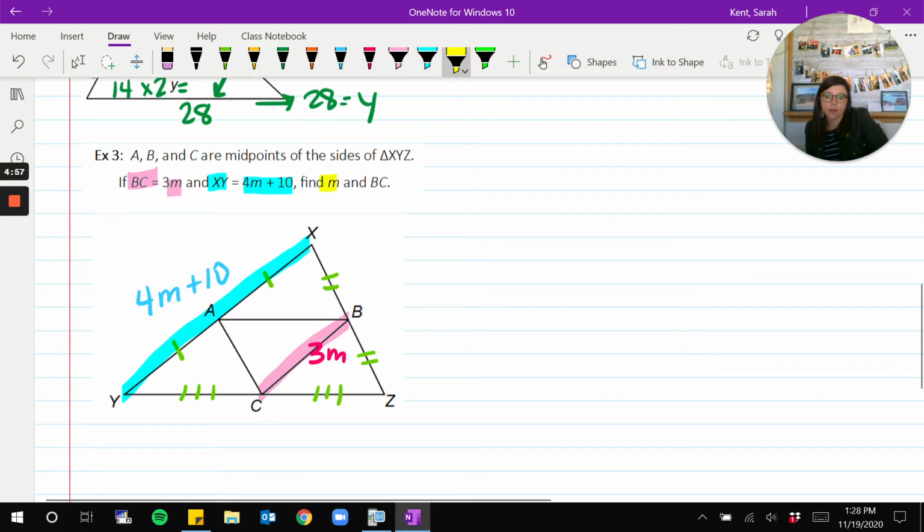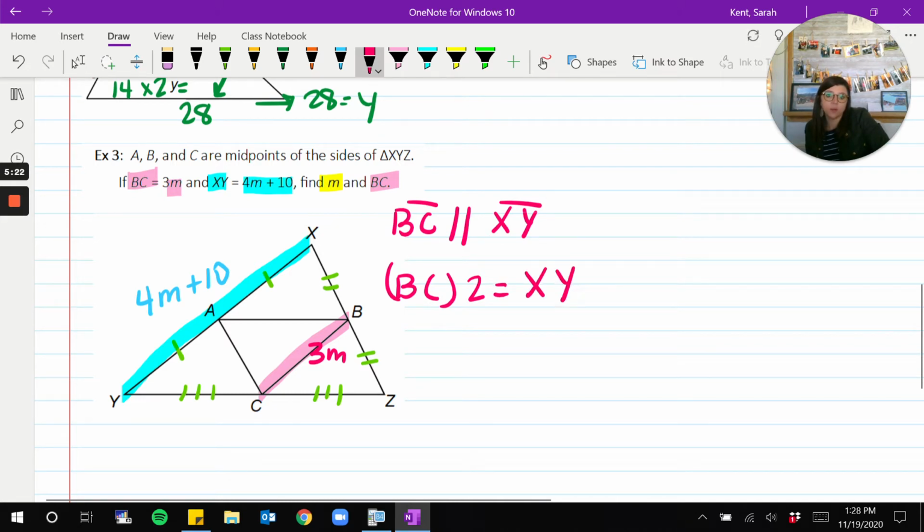And BC was the pink. So we know here that BC is across, so it is parallel to XY. That means we know that BC times 2 will equal XY. So I can plug in what I know. I know BC is 3m times 2, and I know XY is 4m plus 10.